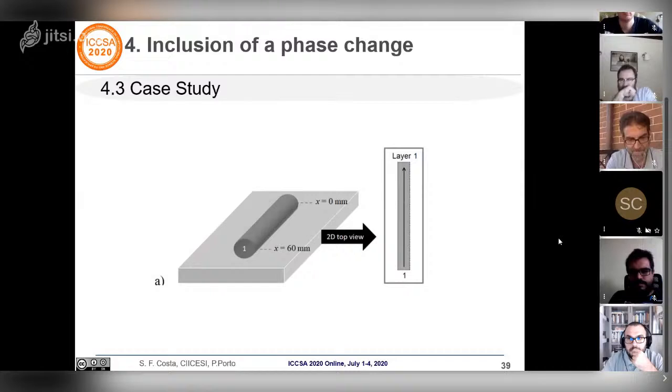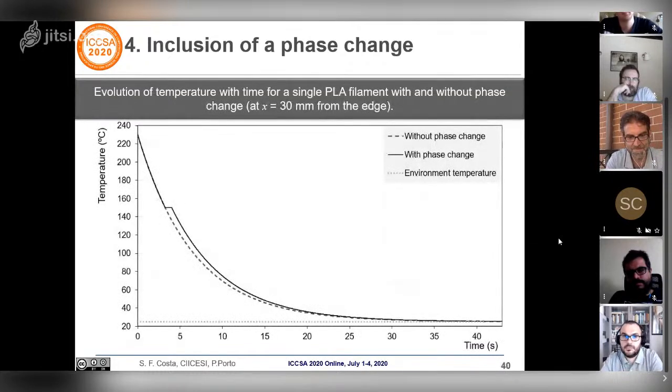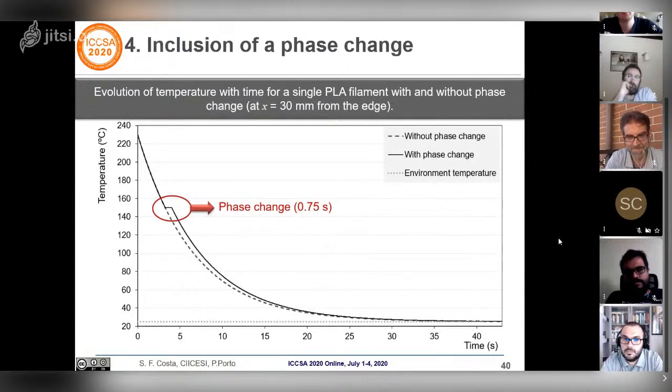I will present 2 case studies. So the first example concerns the deposition of a single PLA filament. This is the temperature evolution at a cross-section with and without phase change. So the phase change lasts 0.75 seconds, which results in a maximum temperature difference of 13.9 degrees.